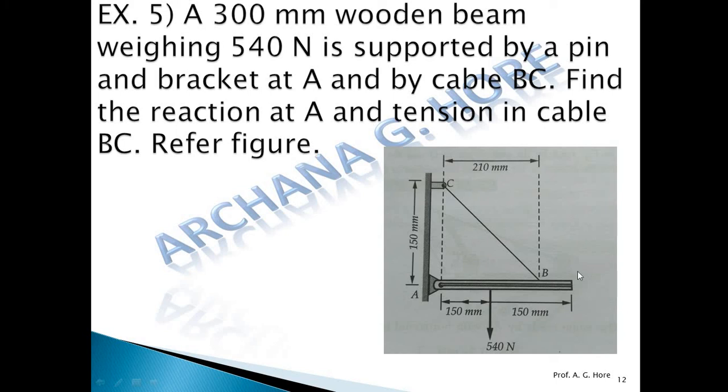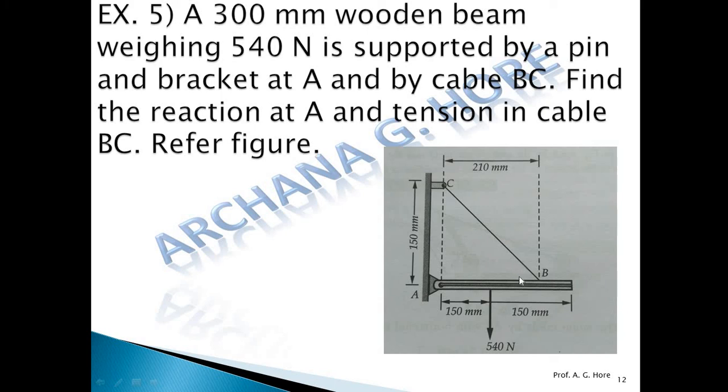So first of all, draw the FBD of this beam AB. Now here this weight 540 is attached exactly at the center, from A point 150 and from this side 150. Now because of this attachment at B point, tension is developed at B, which is along the cable, and whose direction is away from the point B.